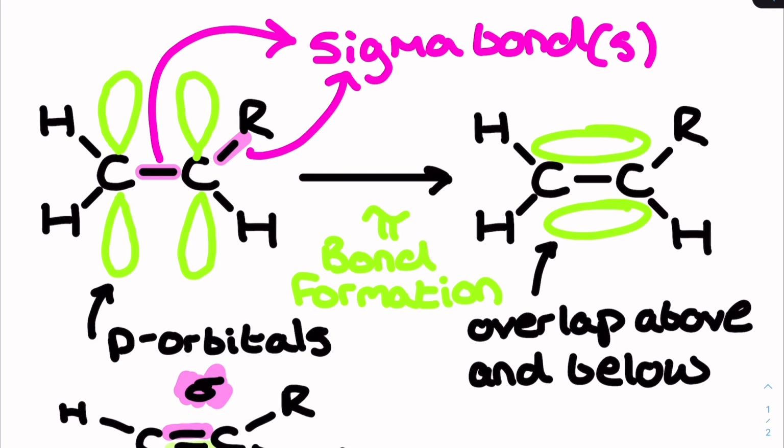And what we're going to see is that these p orbitals above and below the carbon atoms are going to overlap sideways above and below. And so here in the end product, the after, we can see we've got this overlap above and below represented by the green ellipse shapes just there. Now that overlap above and below only creates one pi bond.